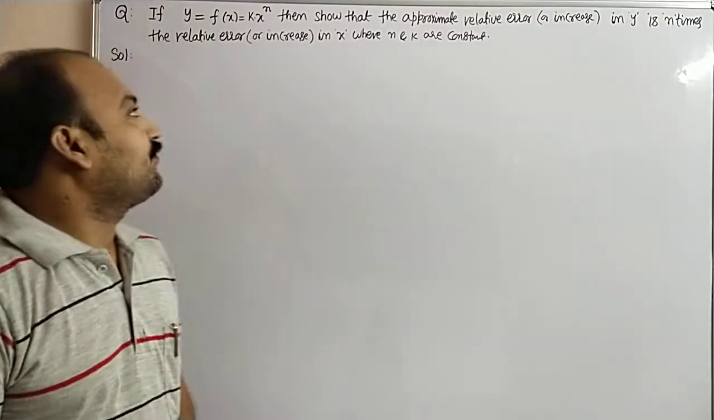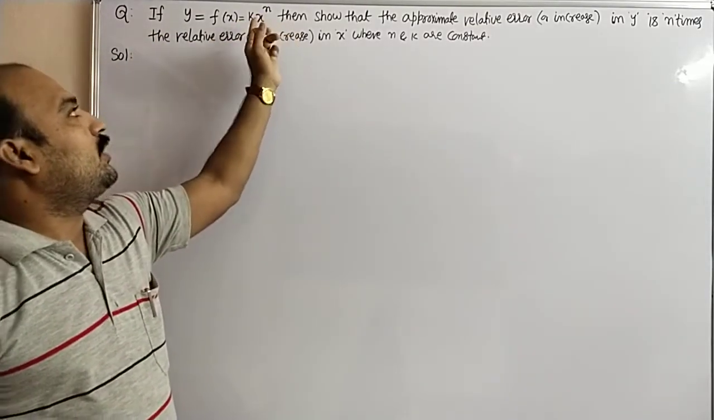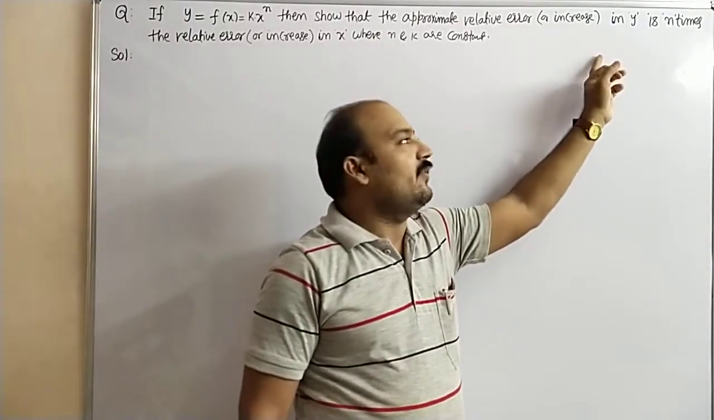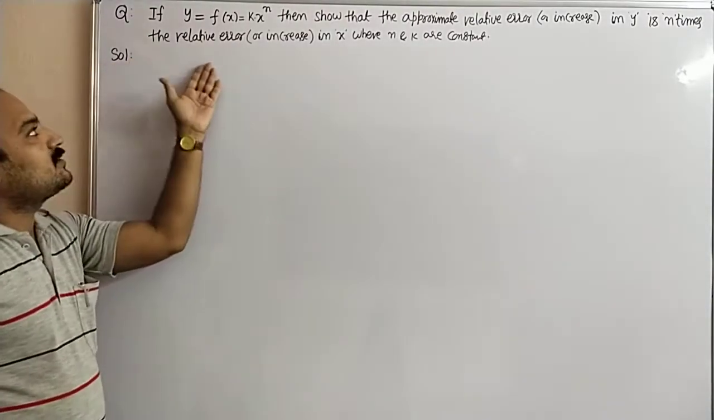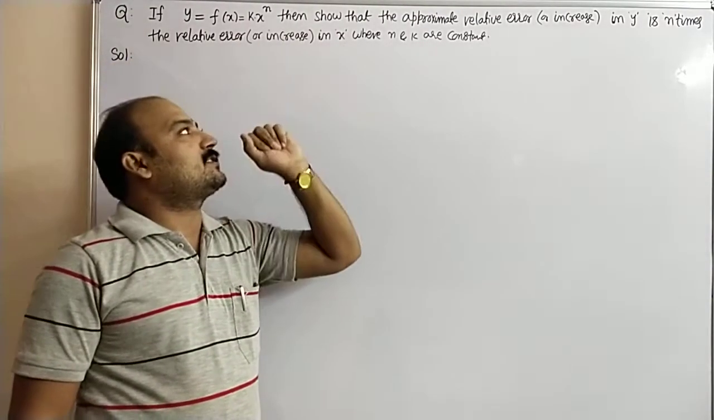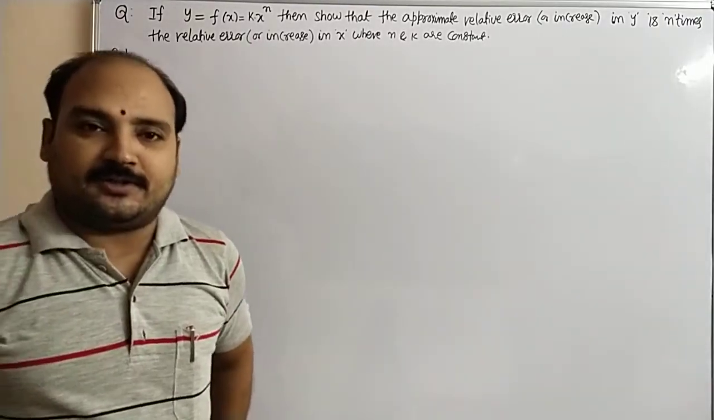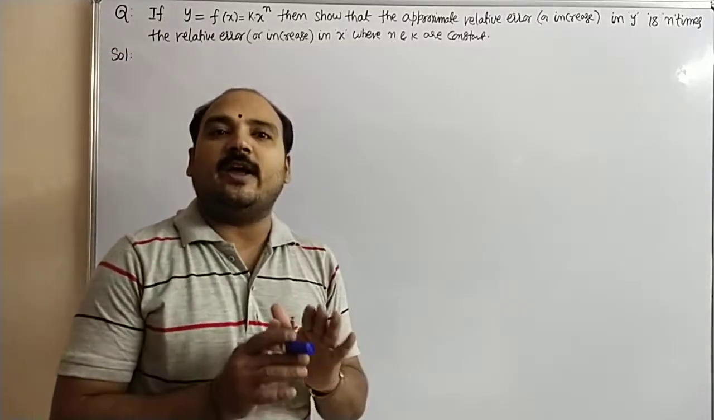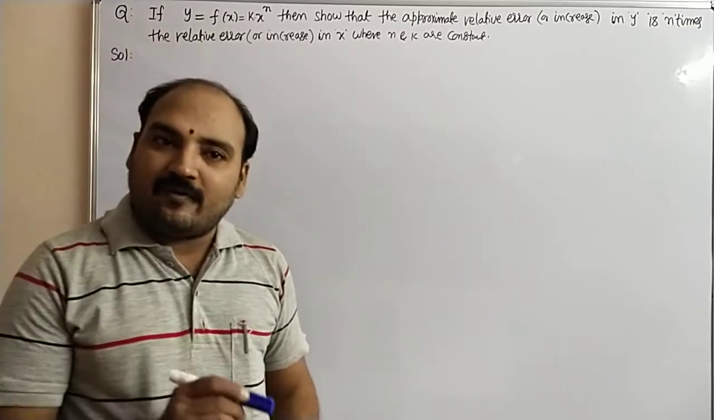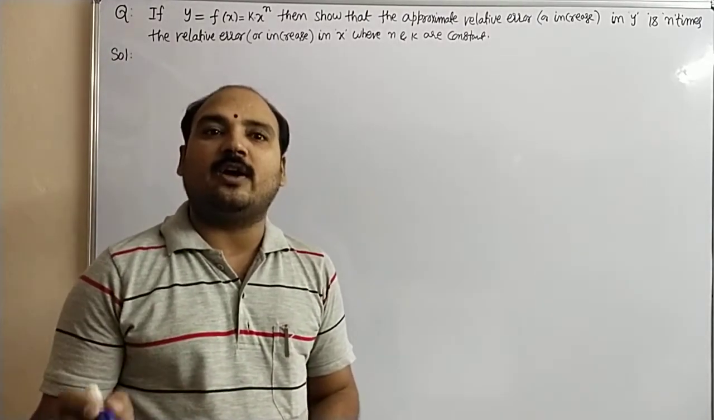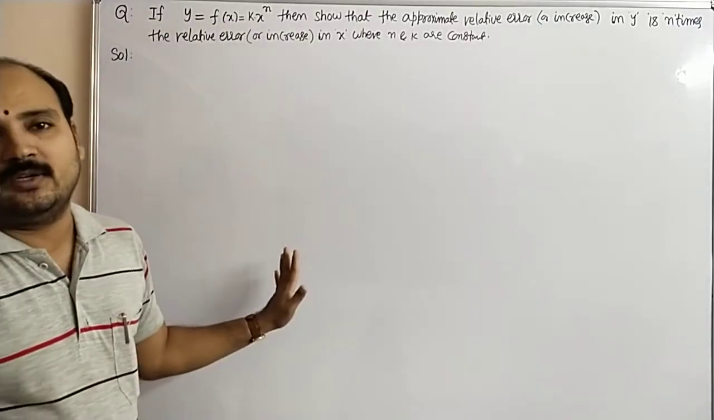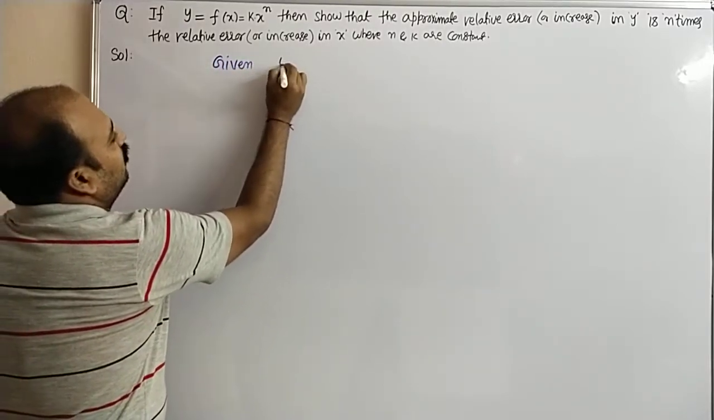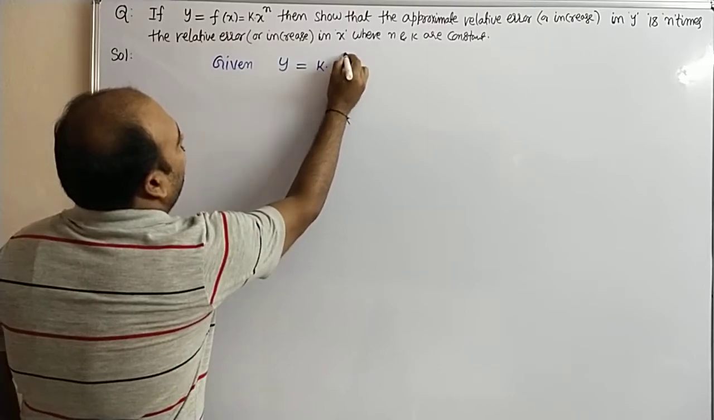The next question: if y equal to f of x equal to k x power n, then show that the approximate relative error or relative increase in y is n times the relative error or increase in x, where n and k are constants. They are asking to prove the relative error in y is n times the relative error in x. We have to prove that delta y by y is equal to n times delta x by x. So first, given y is equal to k times x power n.